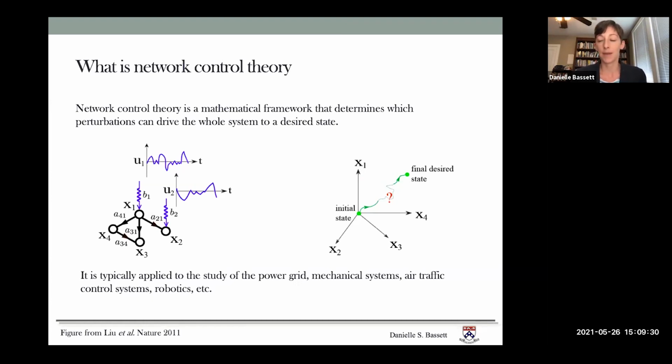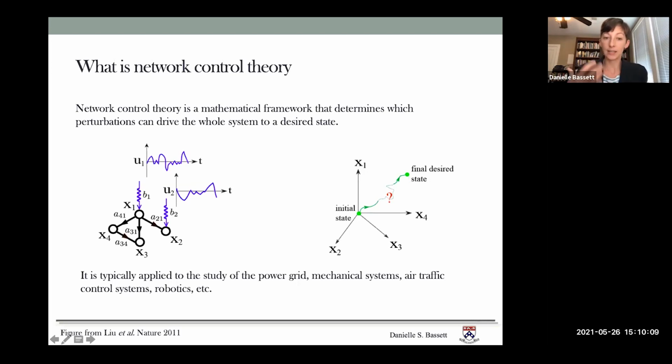Network control theory is a mathematical framework that determines which perturbations can drive the whole system to a desired state. So here's a simple example of a tiny little network motif that has particular states, x1, x2, x3, x4, and then here's a control input that is injected into x1, and that control input looks like this. It has a time varying signal, and a different control input goes into x2. It has a different control time varying signal. And then what you see on the right-hand side is what happens to the activation state of x1, x2, x3, x4 as we drive the system towards some final state.